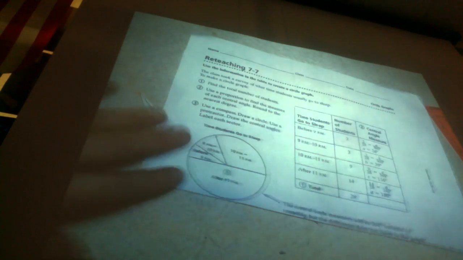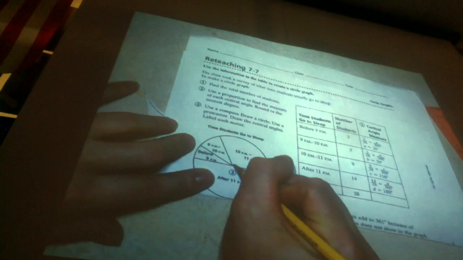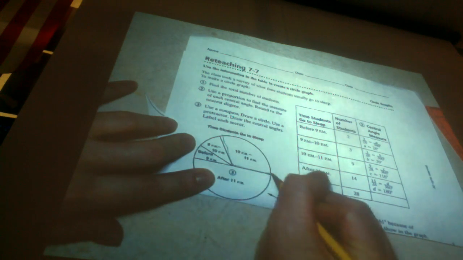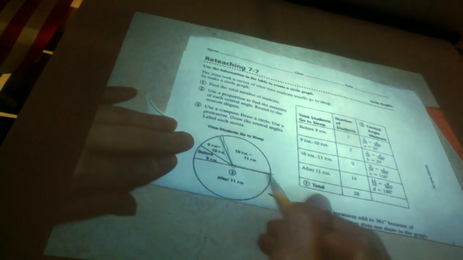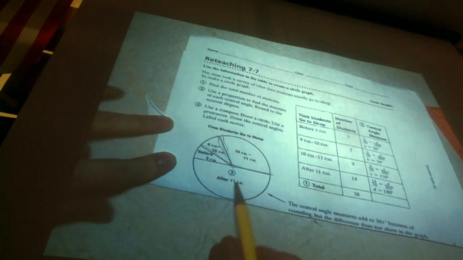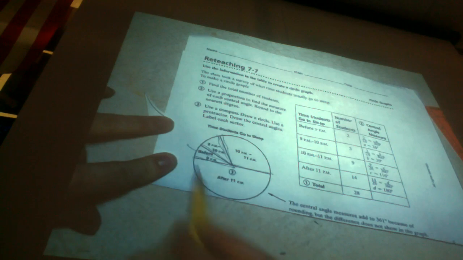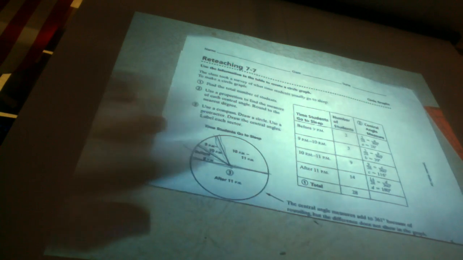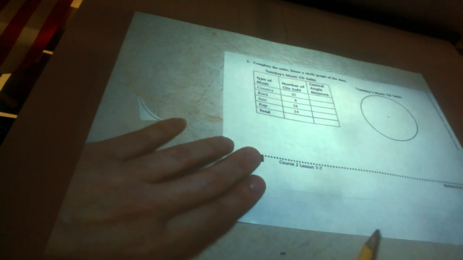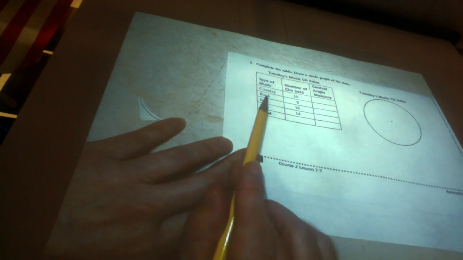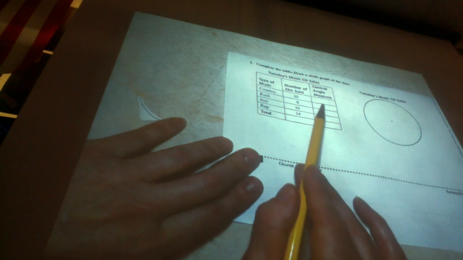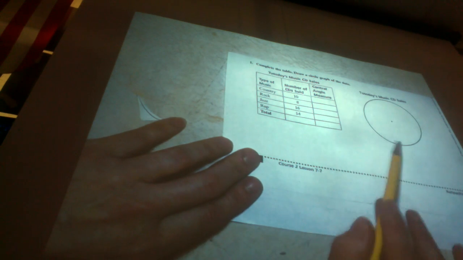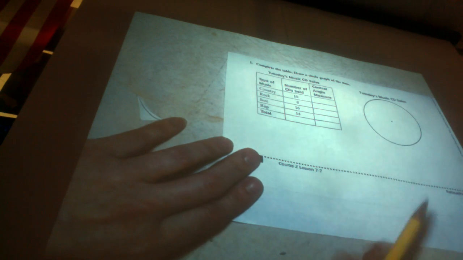If you look up here, a central angle is basically any angle inside of the circle that comes from the center. So this is a central angle, central angle, central angle. All right, let's first look at the data we have: types of music, number of CDs sold, and then we're going to calculate the central angle measure and use that information to create our circle graph.